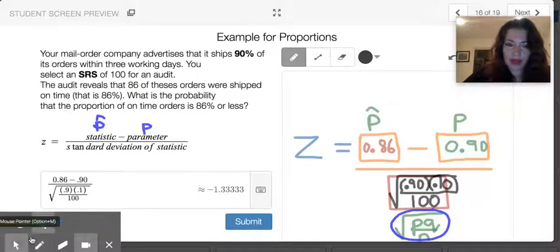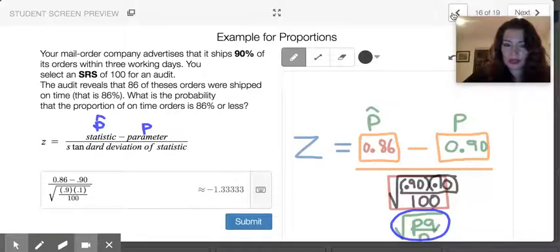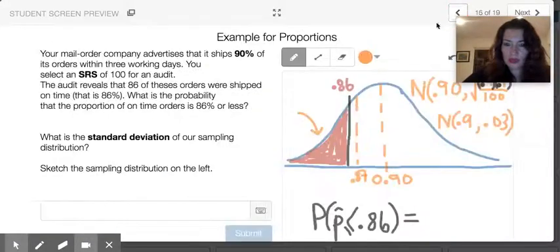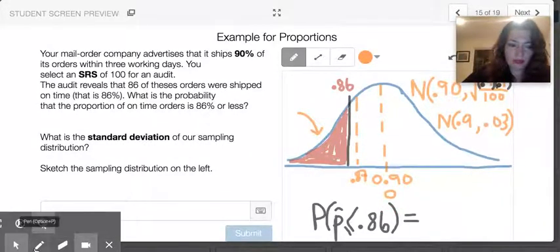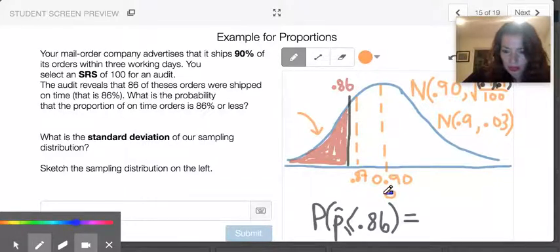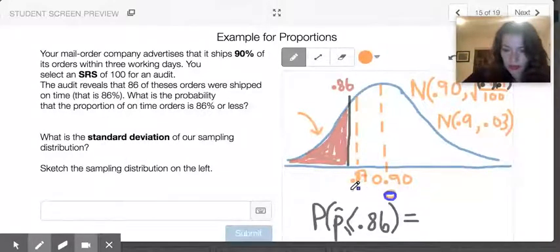Now going back one slide, you'll see that makes sense. When we drew our model, the Z-score at the mean is 0. So our mean is here, negative 1 is right here, and this Z-score right here is negative 1.33.